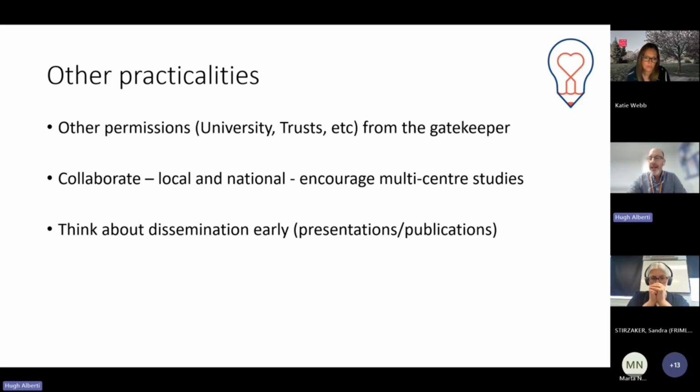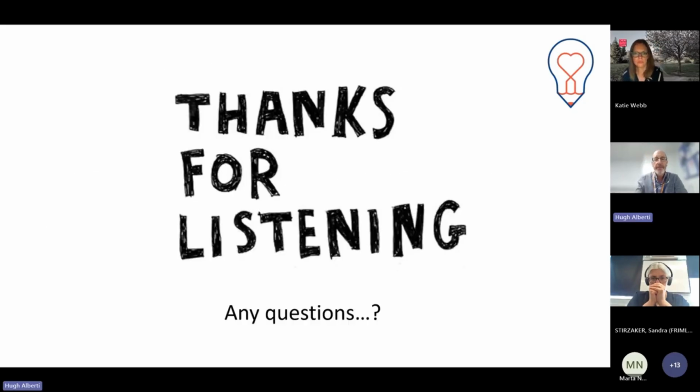And the last little tip is to think about dissemination early. Where are you aiming for? Who is the audience? Who wants to know the results of what you've done? And think early, then track back as to how that's going to influence your research and some of the practicalities that we've covered today.